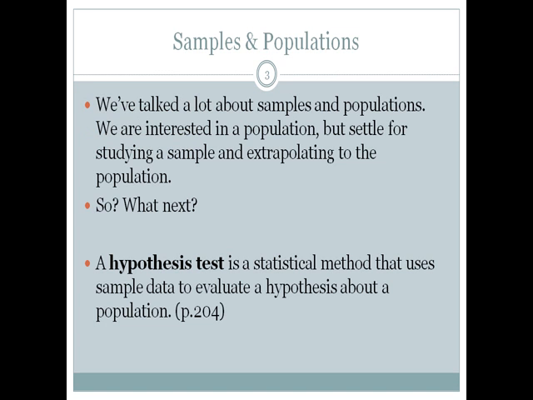Okay, so we have talked a lot in this class about samples and populations, and you should know by this point that there is a link between samples and populations. Most often we want to have information about a population, but we can't test the whole population. So instead we have information from a sample. So how do we get from the sample to the population? One way to do this is called a hypothesis test. So a hypothesis test is a statistical method that uses sample data to evaluate a hypothesis about a population. That is from your book.